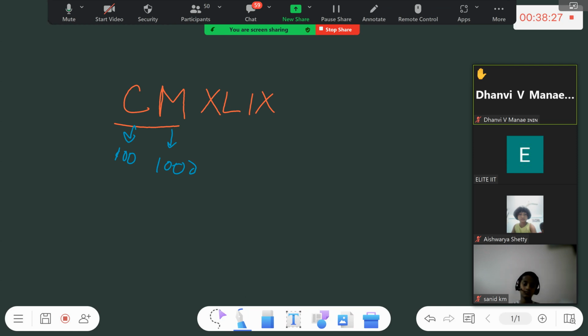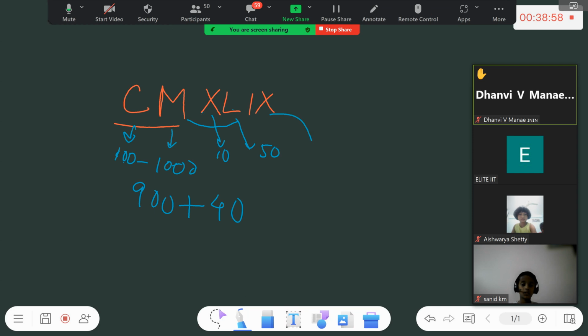So what will be CM? First, 1,000 minus 100. You have to subtract 100 from 1,000. It will be 900. Then you have to do addition. Plus, let us look at this portion. X with L. Again, L is a bigger number, 50. X is smaller, 10. So on the left side, 50 minus 10, 40.